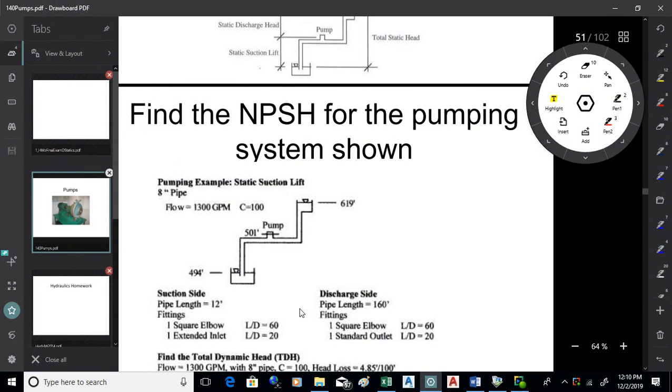All right, let's keep going with pumps here. Let's try and take care of a couple of things. There are a couple of other calculations we can do with these. The first one is called NPSH.